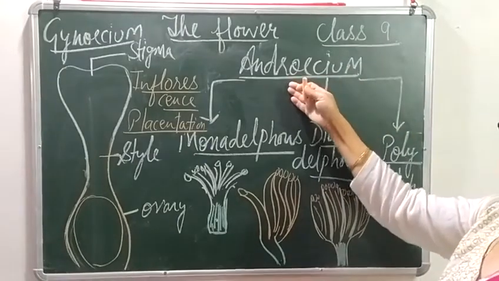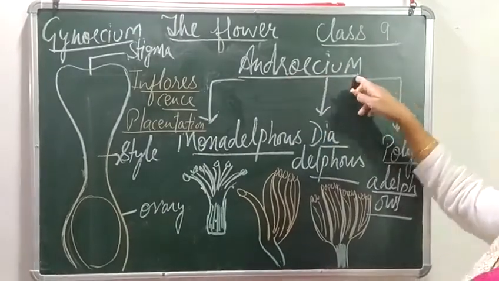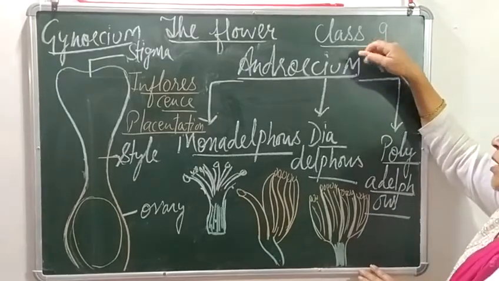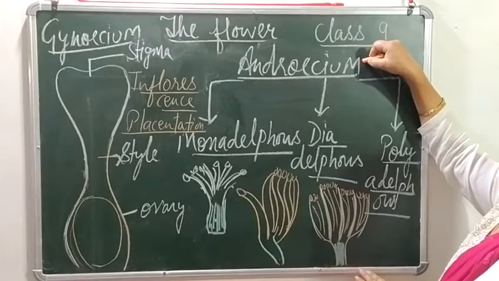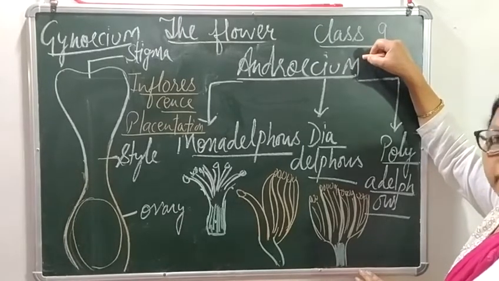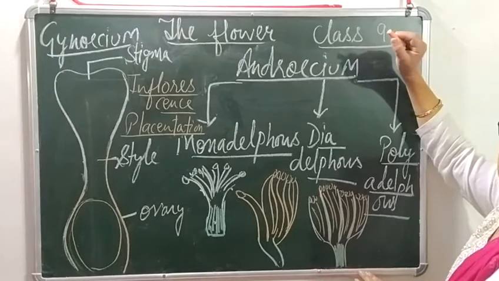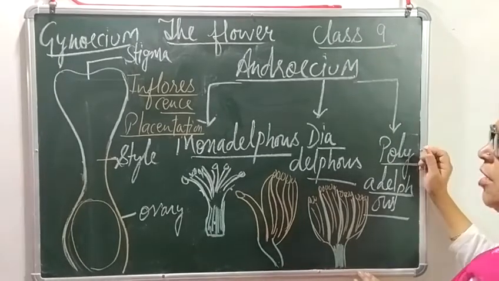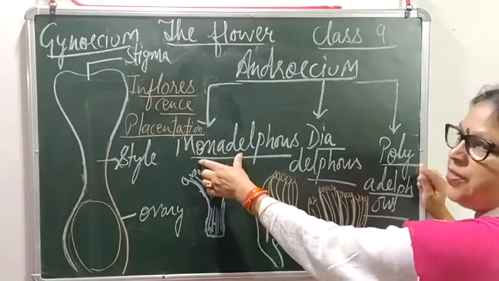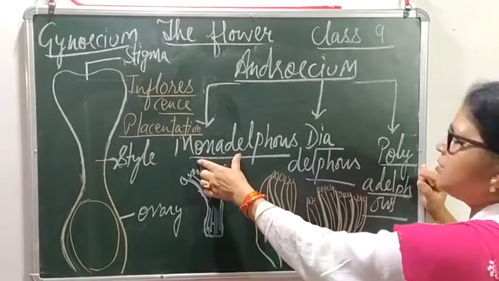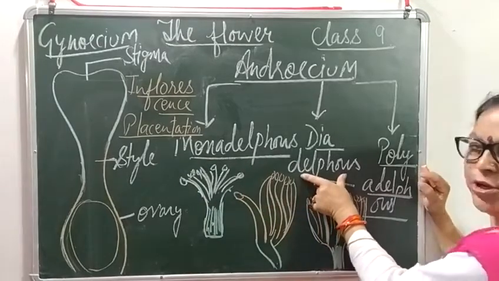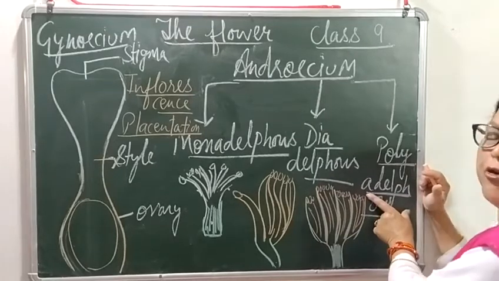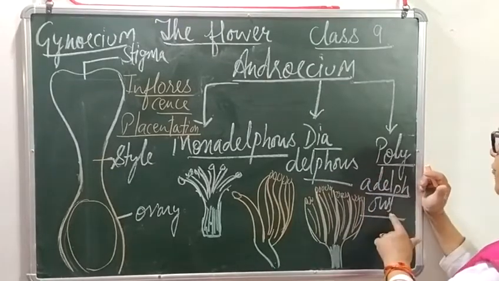Third whorl is androecium. Androecium consists of many stamens. Each stamen has 2 parts. The upper part is called the anther and lower part is called the filament. Now androecium or the stamens may be in one group. The condition is known as monadelphous. They may be present in 2 groups, diadelphous, and may be present in many groups, polydelphous.